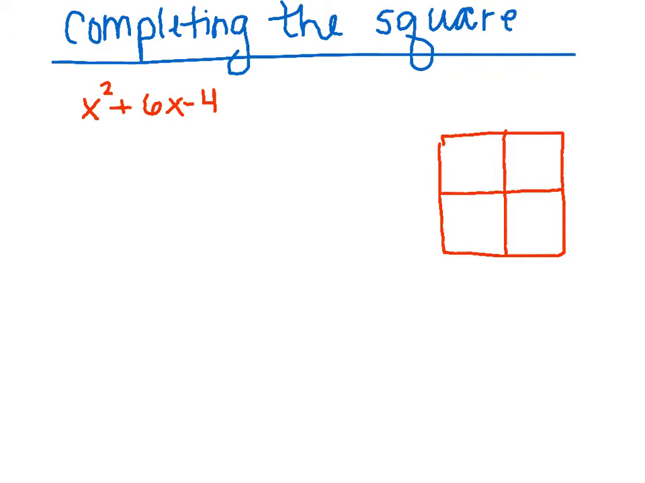Here's an example for completing the square. If we're given a polynomial, and here I've written x squared plus 6x minus 4, this is in the investigation we did. If we try to factor this, we see that it won't factor nicely.